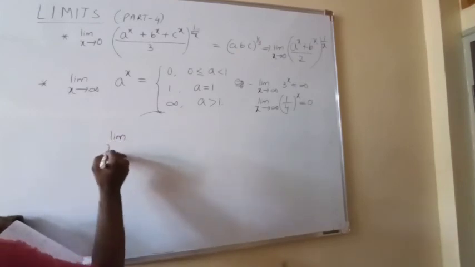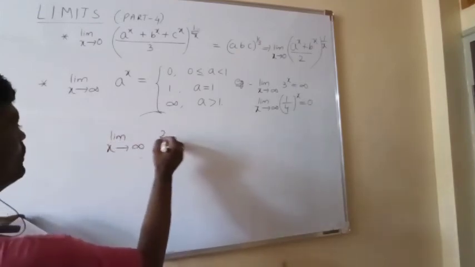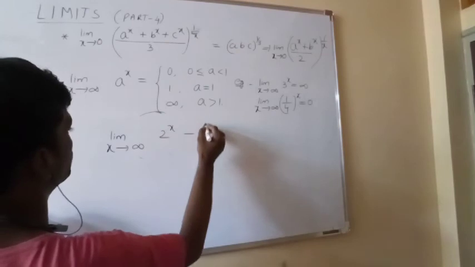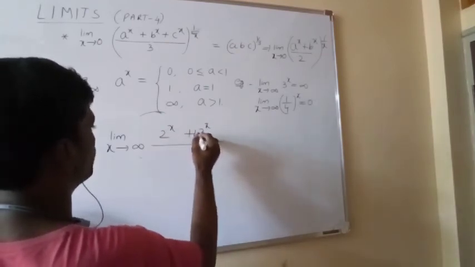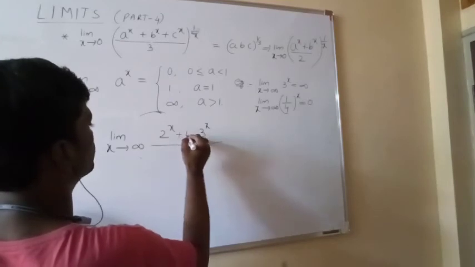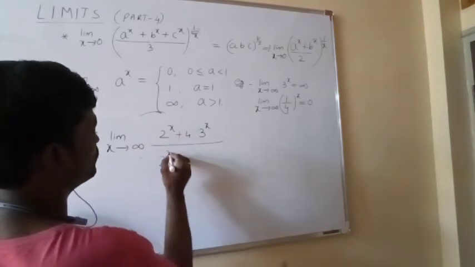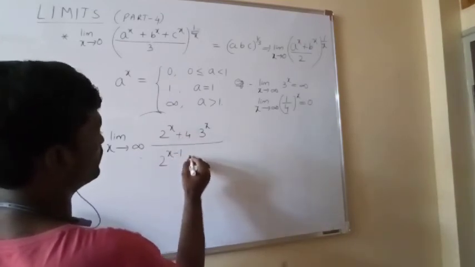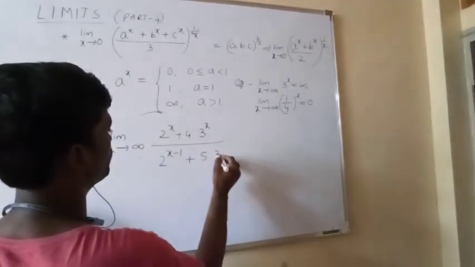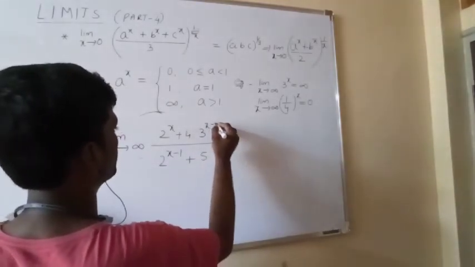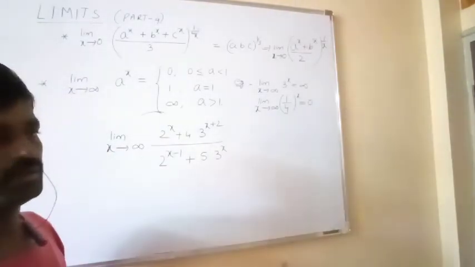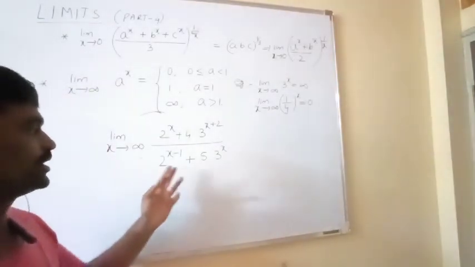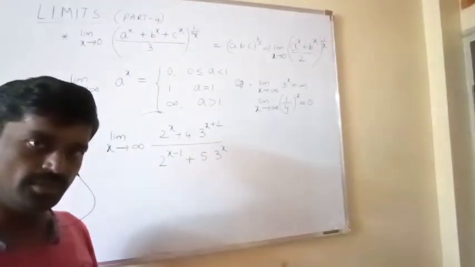So limit x tends to infinity, 2 power x minus 3 power x, plus 4 into 3 power x, divided by 2 power x minus 1 plus 5 into 3 power x, here x plus 2. Then what do you need to get the answer here? x tends to infinity, 2 power x, 3 power x, both are tending to infinity only.